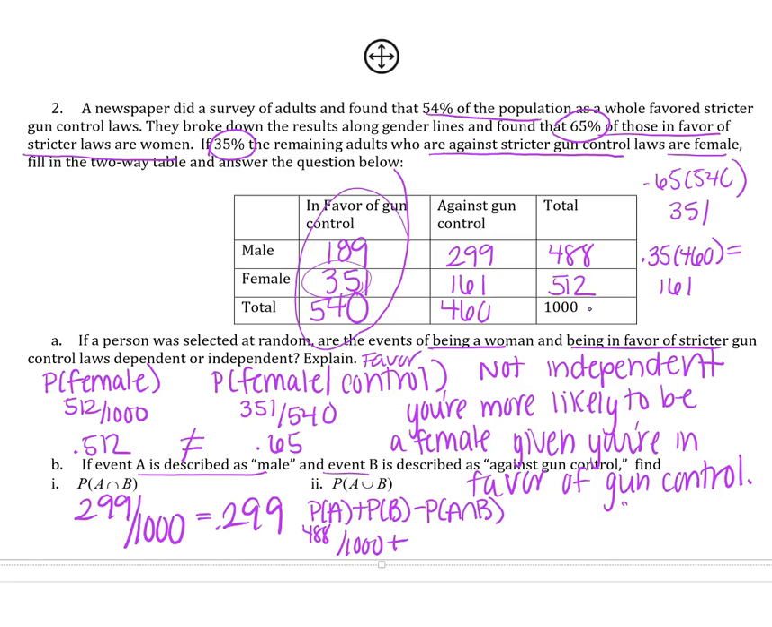Okay. Plus being against was 460 out of 1,000. Take away the intersection of male and against. So that's 299. Okay, so add, subtract the numerators. I get 649 out of 1,000, which is 0.649.